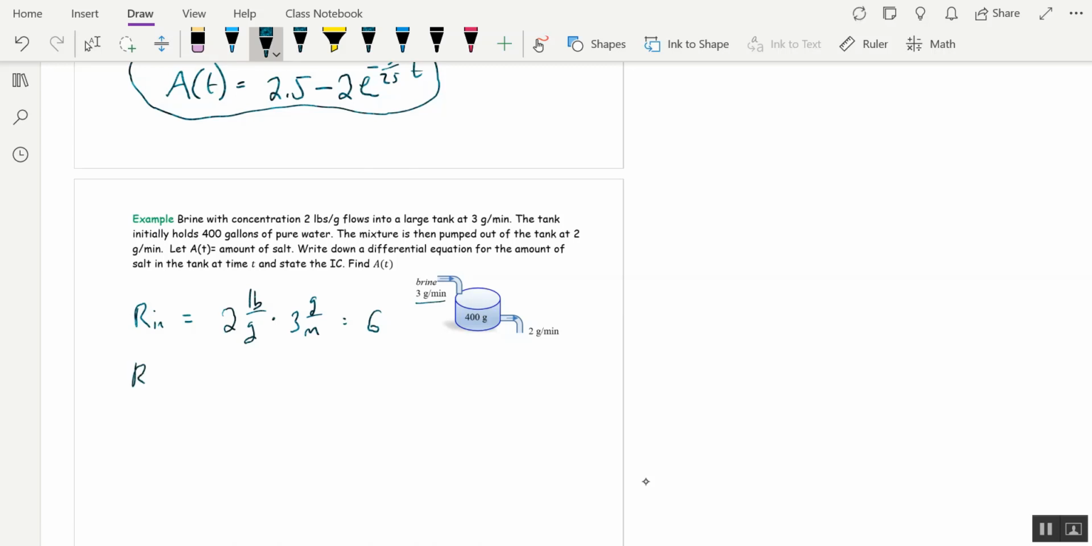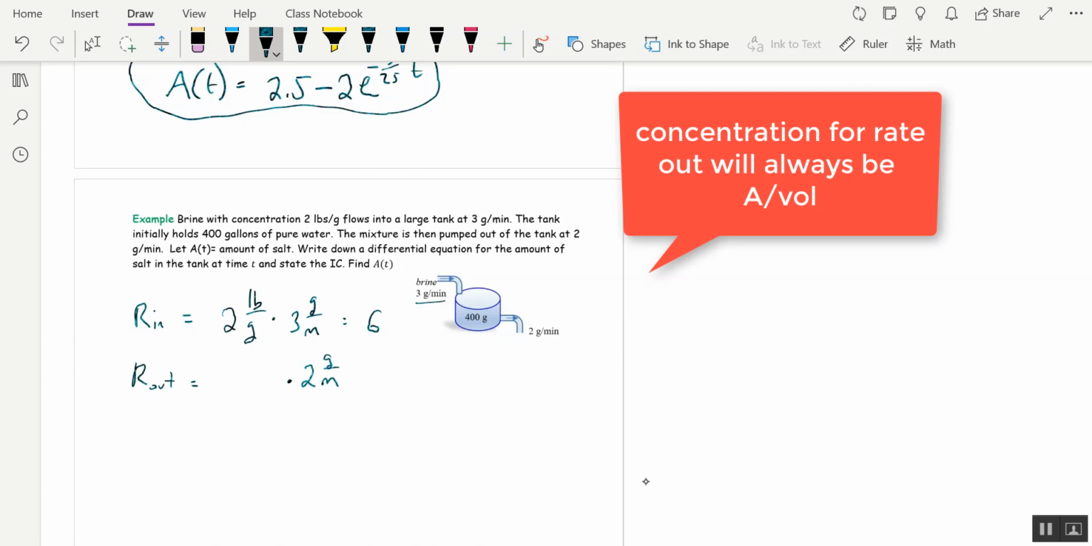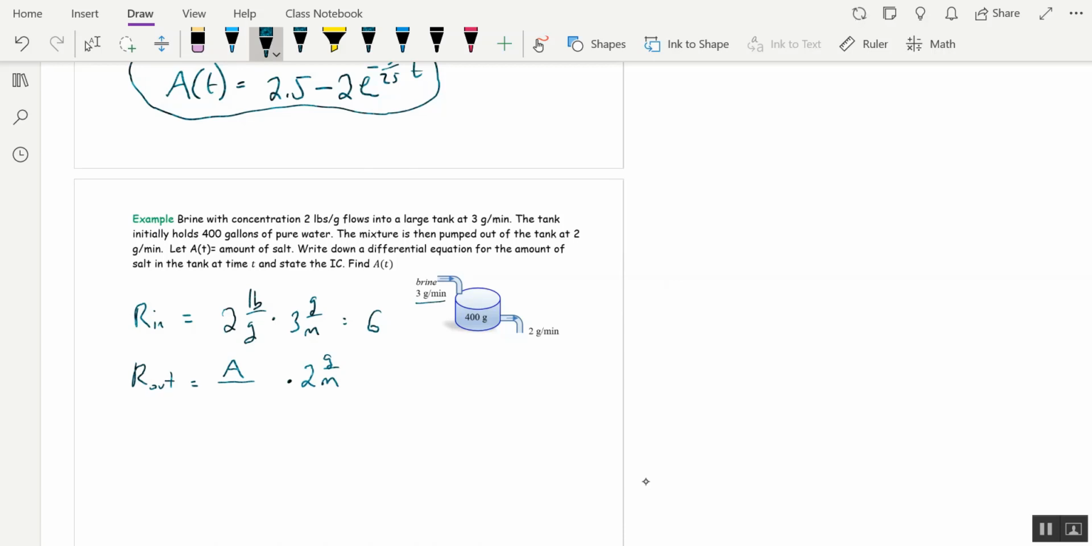That makes sense. Rate out, I want the concentration times the rate it's leaving. It's leaving at 2 gallons per minute. For the concentration, that will be the amount of salt in the tank divided by the volume of the tank. So we need to go over here and do the volume of the tank. The volume is 400 gallons plus 3t. I'll just leave the gallons off this, it's confusing.